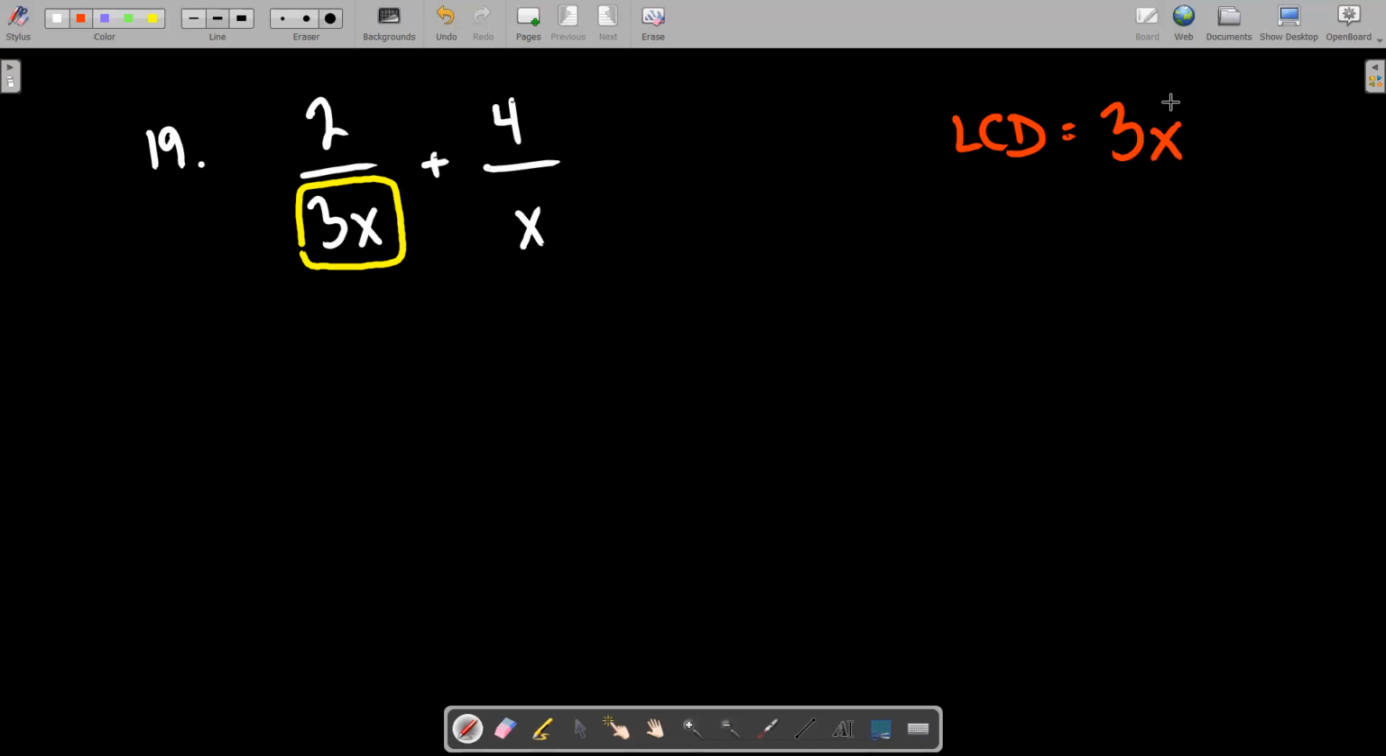Now, going way back in time when we learned about denominators, put your phone away, please. It's ridiculous. Hate your phones.